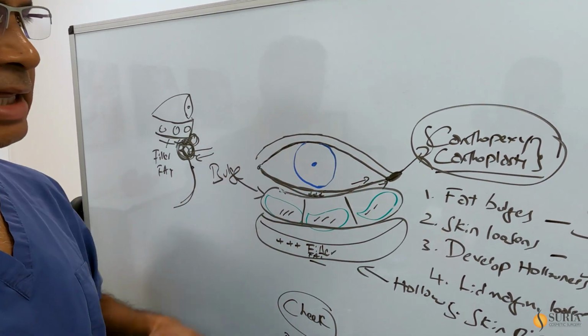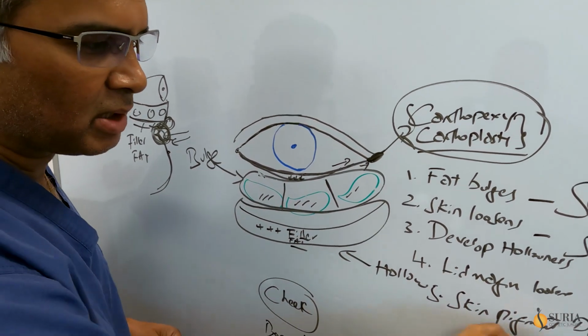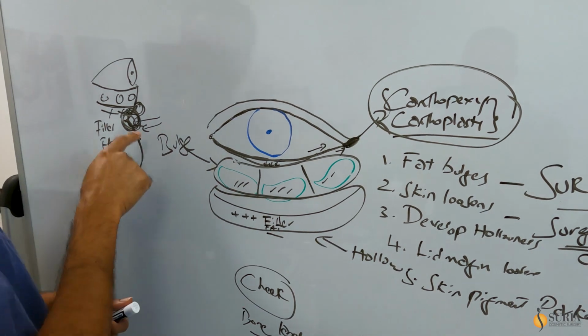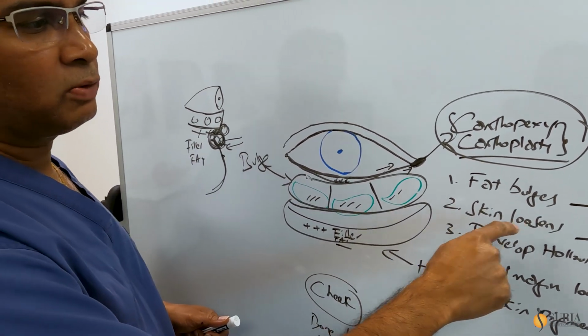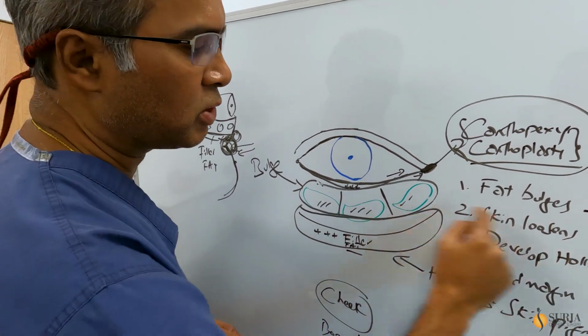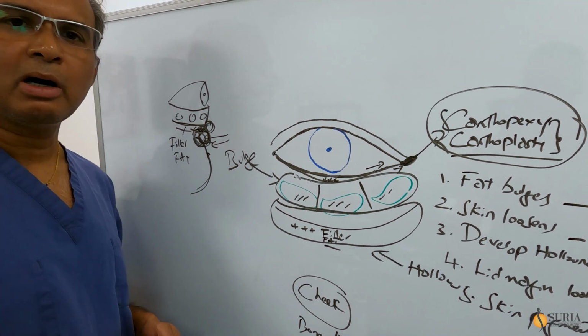Okay, so that's a canthopexy or a canthoplasty if there's lid margin issues. If there's skin pigment issues where it darkens because of the light reflexes and also the pigment itself changes, the best thing to do for that is going to be lasers, which we just spoke about. So those are the various components of the lower lid.